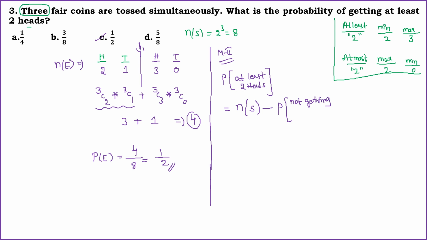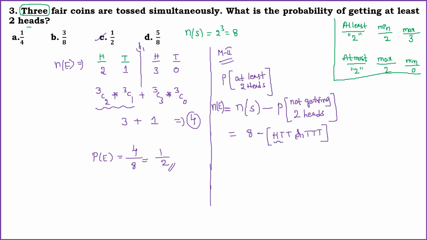Probability of the cases which are not getting 2 heads. We can take it like this. This is nothing but N of E, sir. N of E is equal to sample space minus the cases of not getting 2 heads. That is, sample space is 8 minus the cases of not getting 2 heads. We can get the combination head, tail, tail, or we can get the other combination tail, tail, tail.